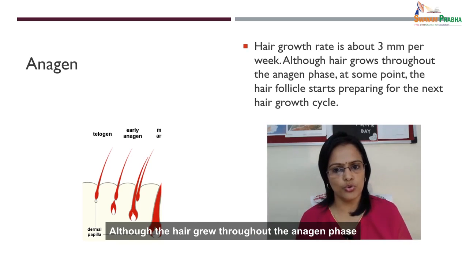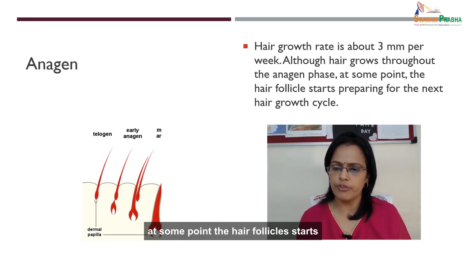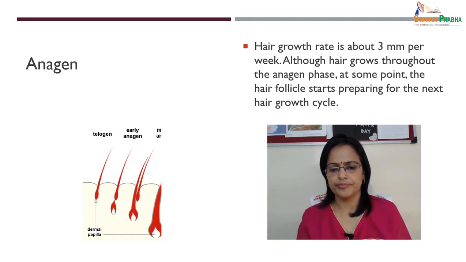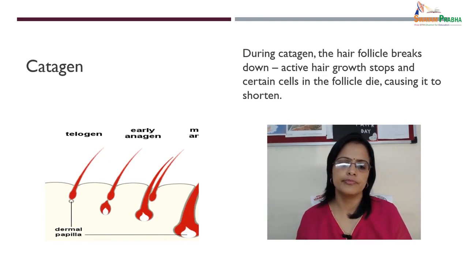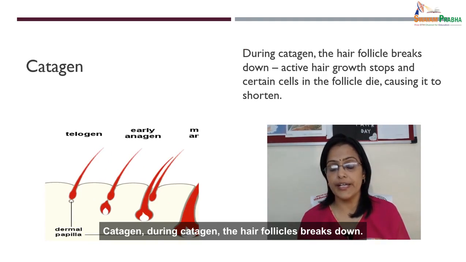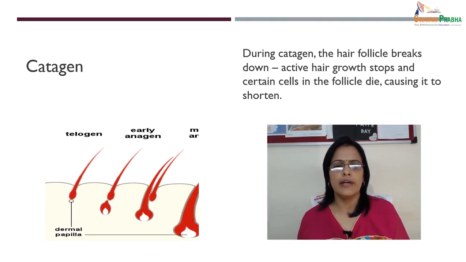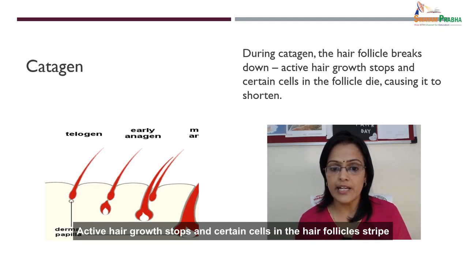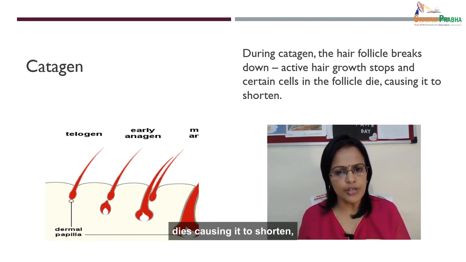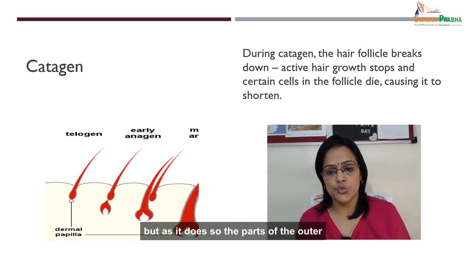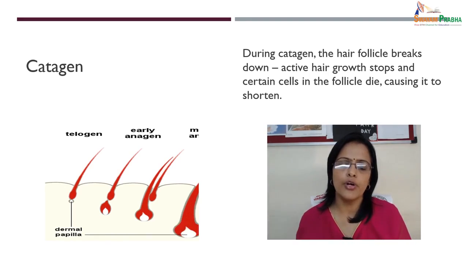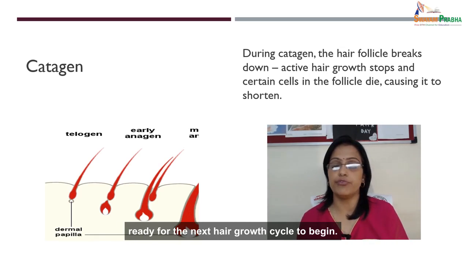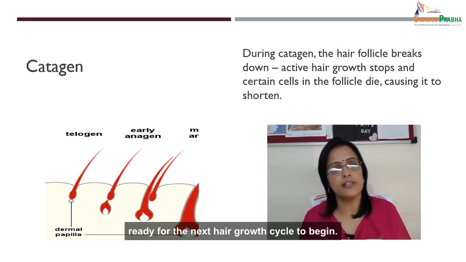Although the hair grows throughout the anagen phase, at some point the hair follicle starts preparing for the next hair cycle. During catagen, the hair follicle breaks down. Active hair growth stops and certain cells in the hair follicle die, causing it to shorten. But as it does so, part of the outer root sheath stays attached to the dermal papilla, ready for the next hair growth cycle to begin.